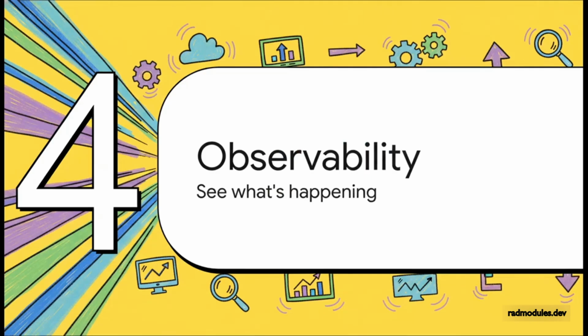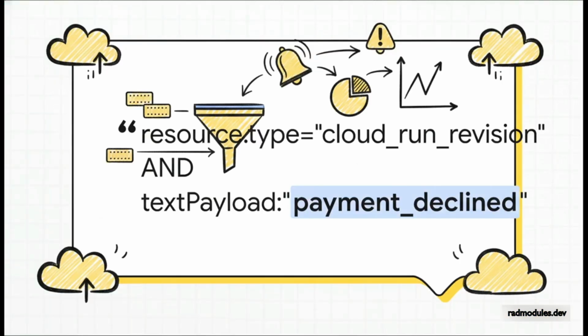Okay, we've reached our final topic, observability. And honestly, this might be the most important one. Because think about it, if you're flying blind, if you can't see what's happening inside your system, how can you possibly operate it well? Your logs are a goldmine of information, and you can turn them into powerful alerts.